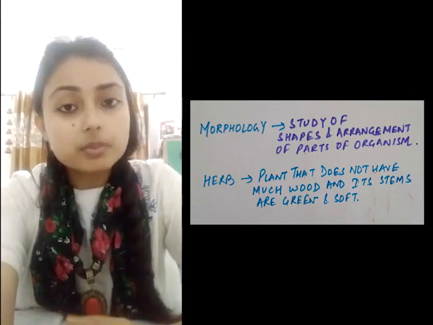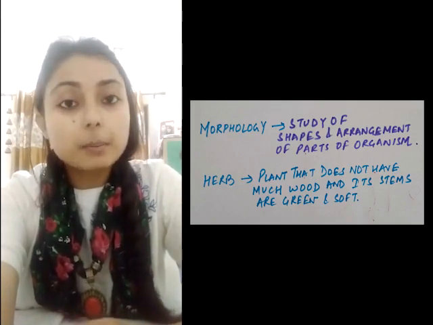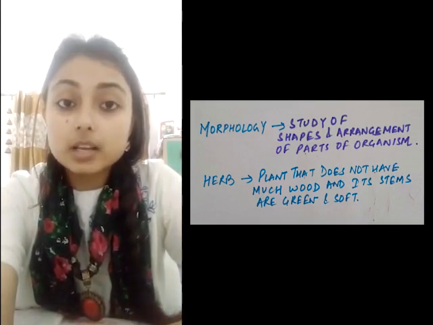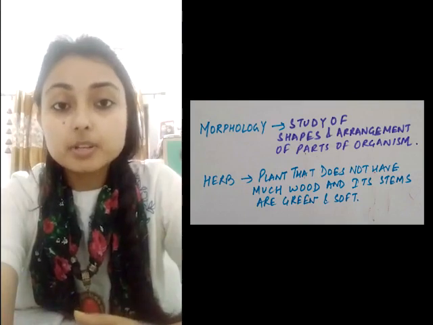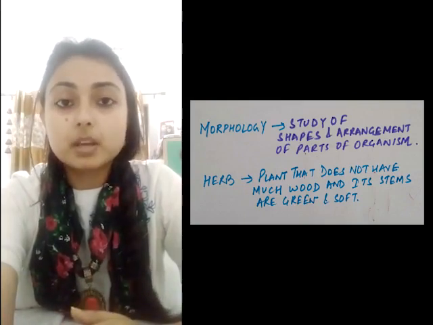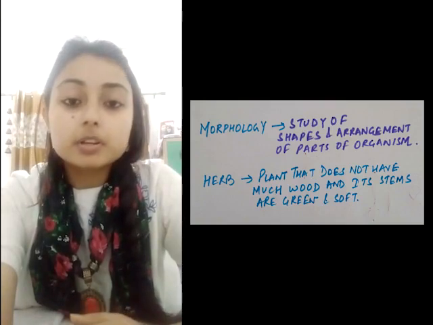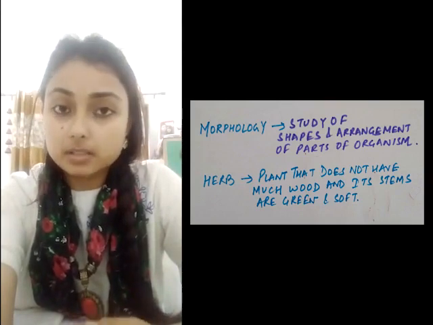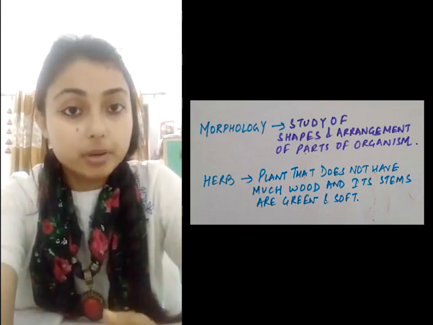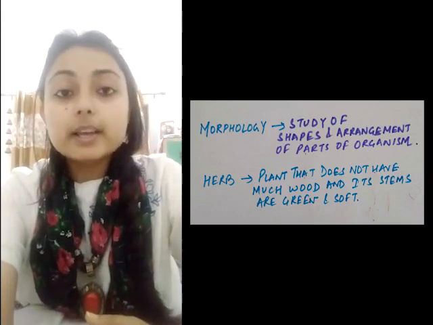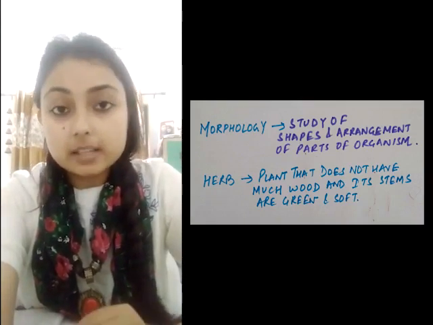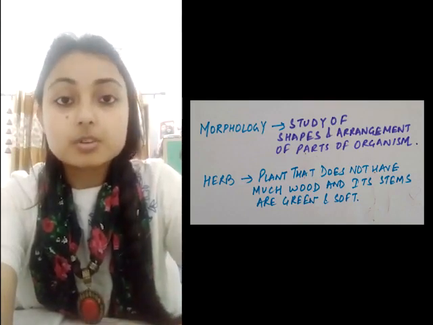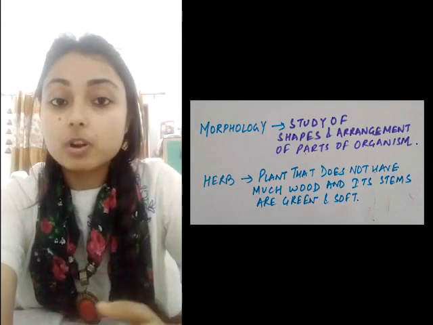Morphology. What is morphology? See, this is a biological term. In biology, morphology is the study of the shapes and arrangement of parts of organism. For example, you look at your teeth. There are different types, right? You have incisor, you have canine, you have molar, you have premolar. Now, they differ in their shape. Your incisor and your canine do not have the same structure. So they have different morphology.